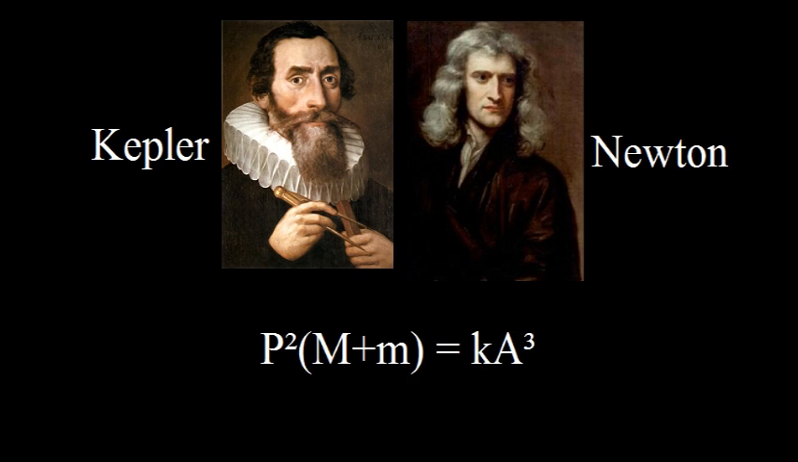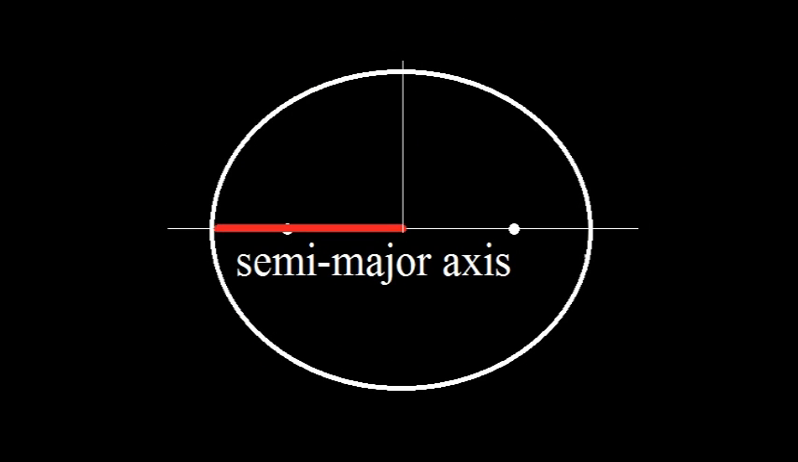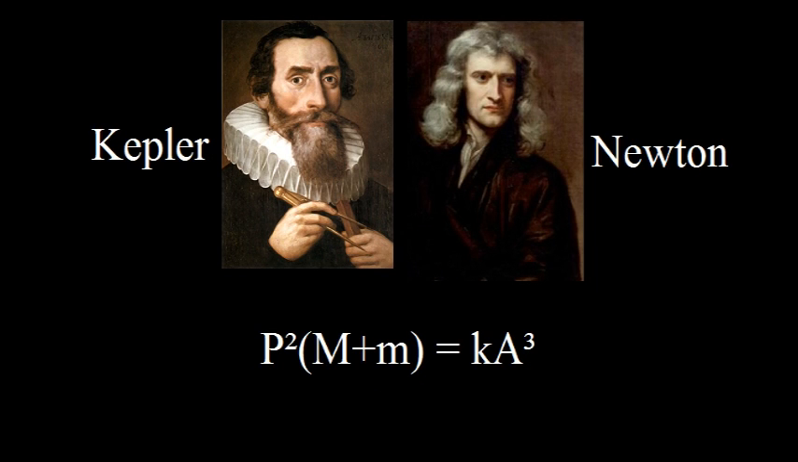The square of the period multiplied by the sum of the masses of the two objects, the object being orbited and the satellite doing the orbiting, is equal to a proportionality constant times the cube of the orbit's semi-major axis. Remember the semi-major axis? I told you it would be important. That's the A in this equation.